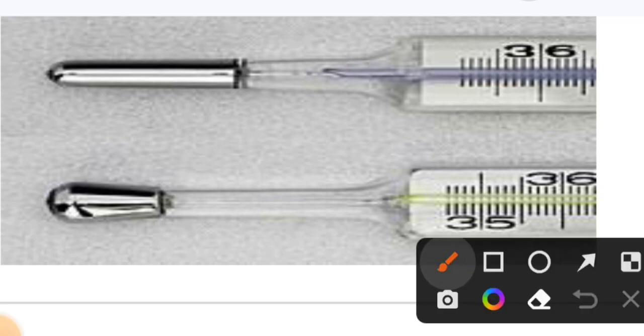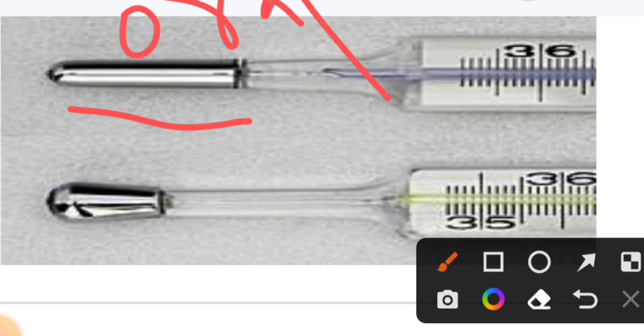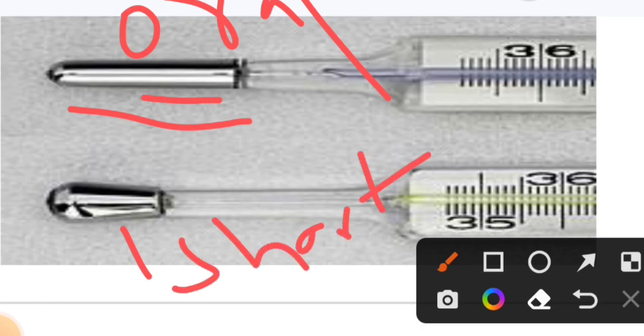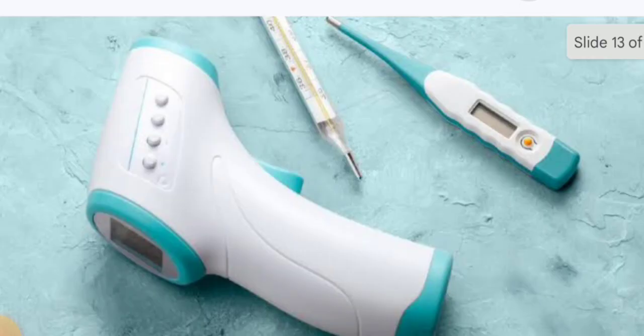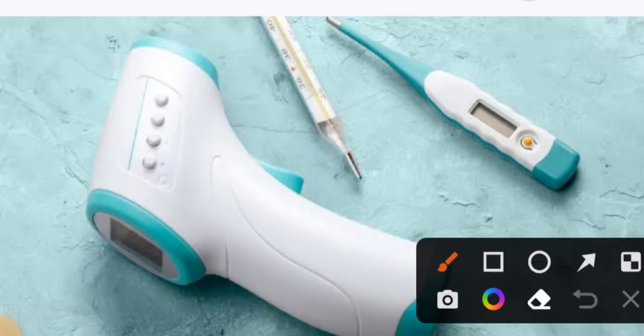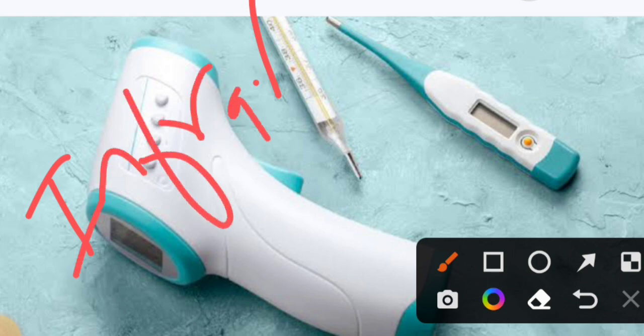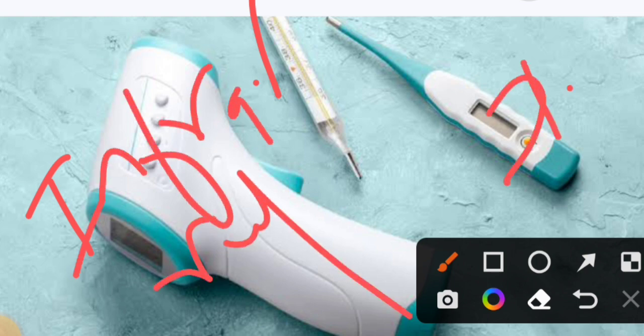These are the two types. The one with a longer bulb is called the oral thermometer. The one with a shorter bulb is called the rectal thermometer. So these are the rectal, these are the oral. These are the differences between oral and rectal thermometers. Other thermometers: this is called the mercury thermometer, this is called the infrared thermometer, and this is called the digital thermometer.